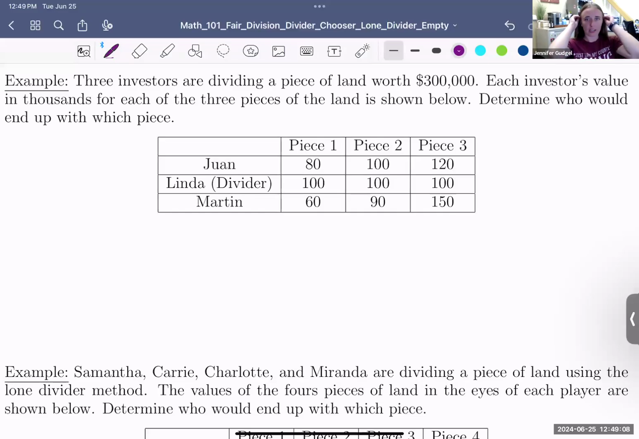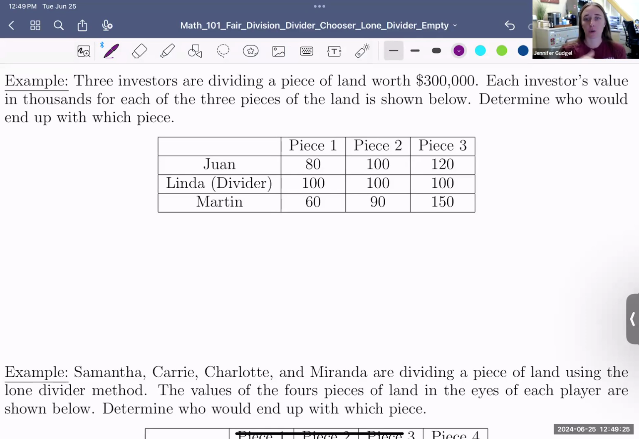Three investors are dividing a piece of land worth $300,000. Each investor's value in thousands, so note that each of these prices are in thousands of dollars, for each of the three pieces of land is shown below. So this chart here is really how we can do this problem.